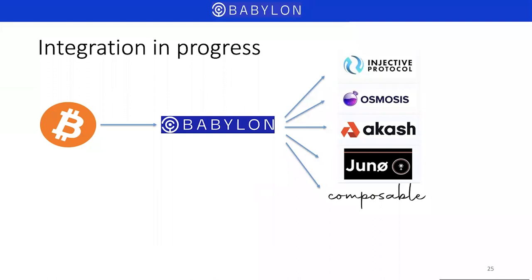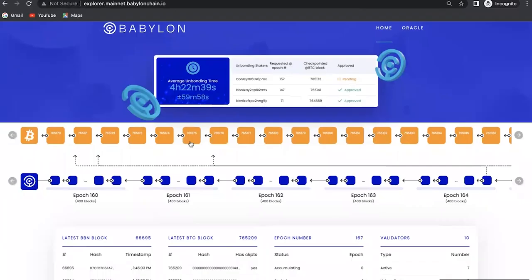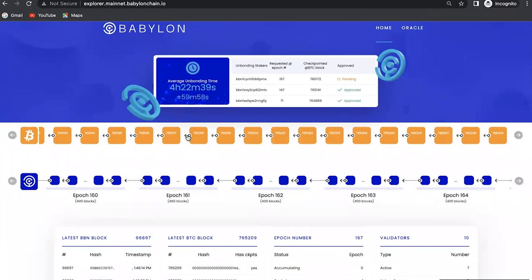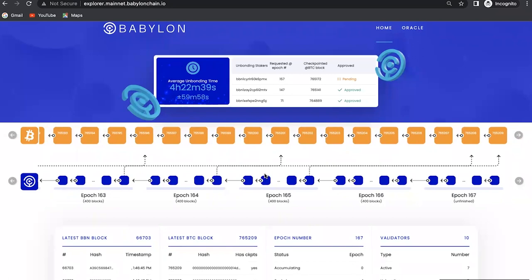But right now, what we're doing is opening an IBC connection with them, and we're giving them Bitcoin timestamping information. So this is the Bitcoin. Right now, Babylon is in DevNet mode. It is timestamping to the mainnet of Bitcoin. Here we have epochs of 400 blocks on Babylon, and at the end of each epoch, we send one timestamp onto Bitcoin. So these are the most recent timestamps onto Bitcoin.